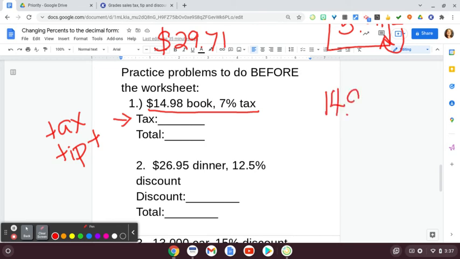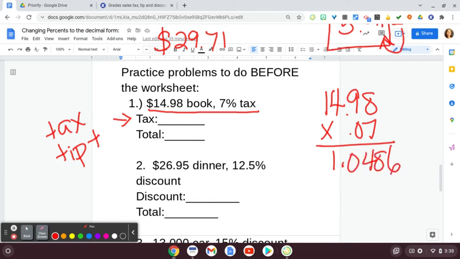Remember, tax and tips are always going to be added to the total. So $14.98 times the 7% tax, which is its decimal equivalent. So when you plug that into your calculator, $14.98 times 0.07, you get 1.0486. Now you're only going to your pennies, remember? So that 8 is going to tell your 4 to go up. So the tax on this is $1.05. And since this is a tax, it's going to be added to your bill. So $1.05 plus $14.98. Your total that you're going to have to pay is $16.03.